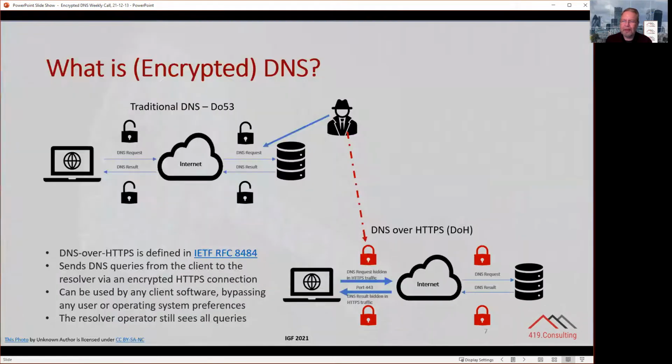So very briefly, I touched on what the difference between traditional and encrypted DNS was. I happened to use DoH as the example, just to make the point that even if it's encrypted, the resolver operator in this scenario still sees all of the queries. So it just cuts out any potential intermediaries from the equation.